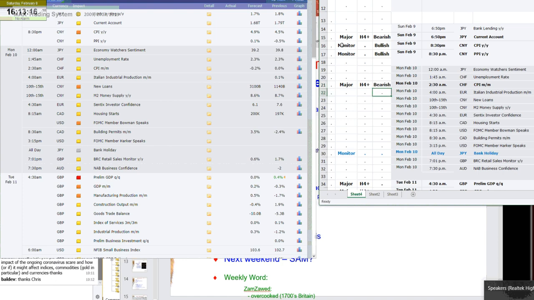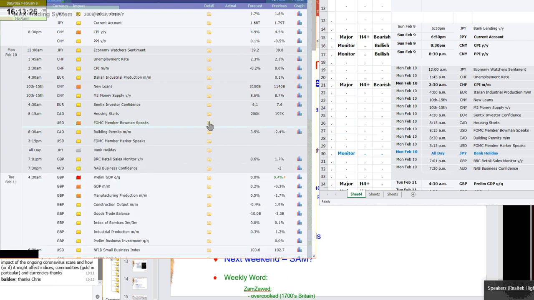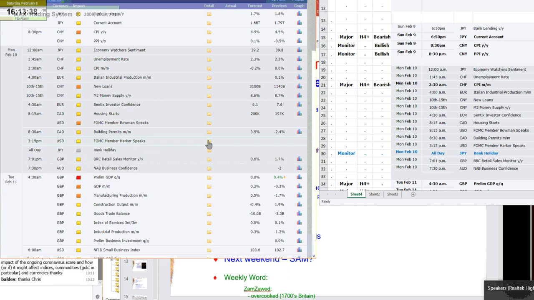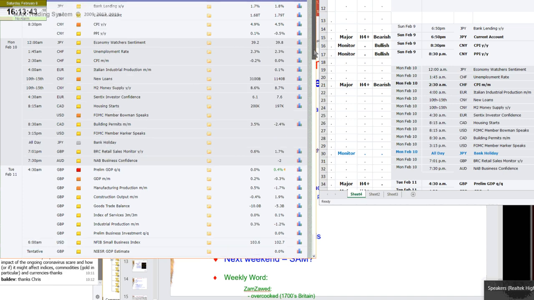Then let's see the speech by Bowman, due to deliver a speech titled Empowering Community Banks. Let's forget, not important at all. Then Harker, a bit later, due to speak about the economic outlook at the University of Delaware. No, let's forget. And that's it for Monday. So Monday, no news except the Swiss CPI.